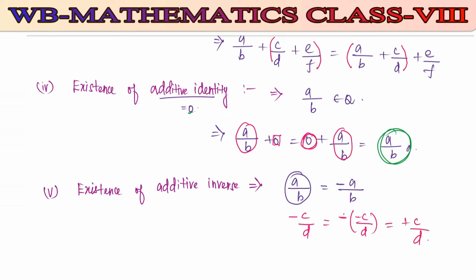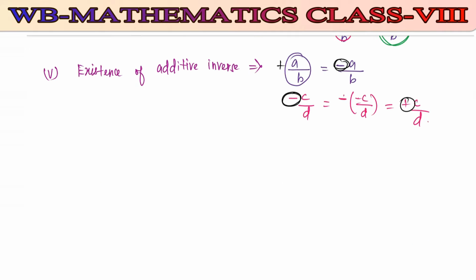Here you need to keep in mind, when you have a positive number you will get a negative answer, and when you have a negative number you will get the positive value. So this is existence of additive inverse. Once again I will repeat, the negative of the rational number we call the existence of additive inverse. Next we have one more property added to this.